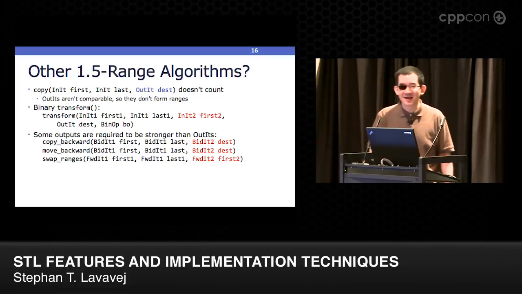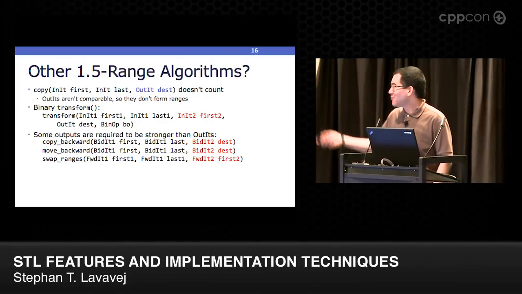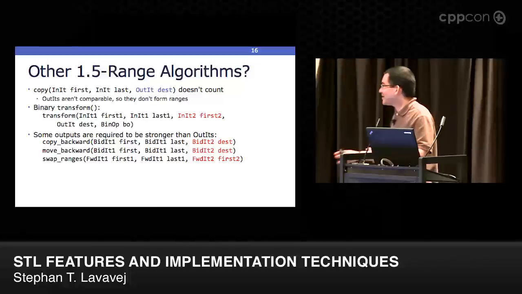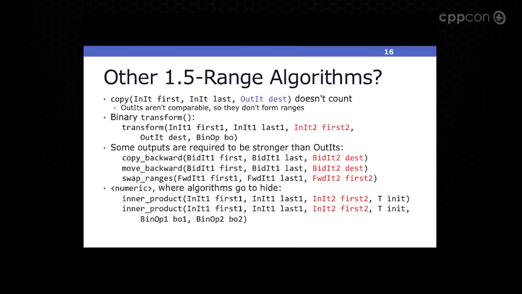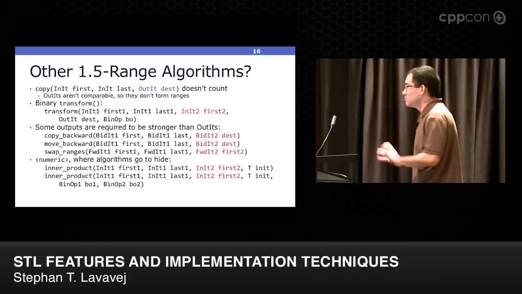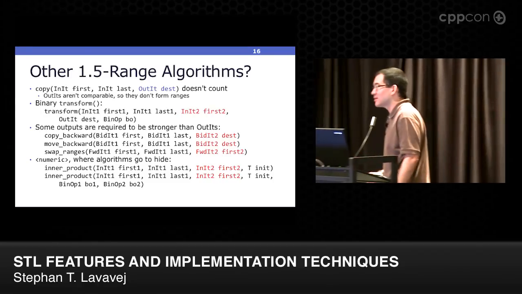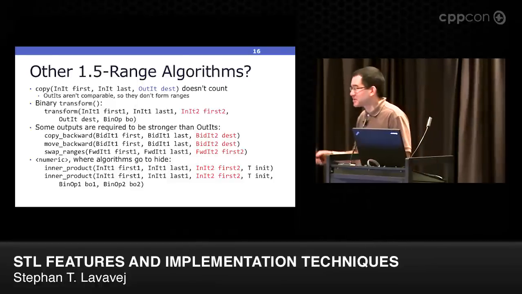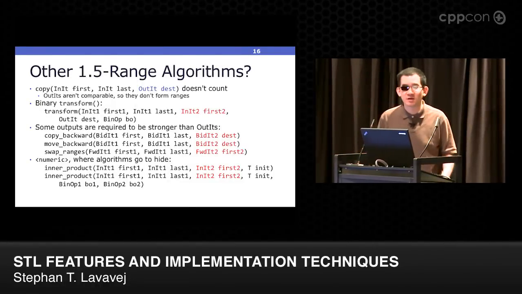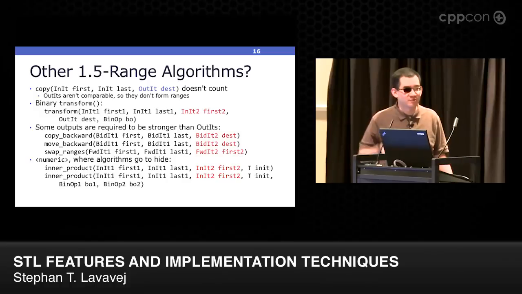What header do algorithms go to hide? No, that's where all the algorithms, they're not hiding an algorithm. Numeric, where algorithms go to hide. There's inner product. And this is actually a very bad example because it is a classic. I just read from 2 ranges, and I don't write to output iterators or anything. And because it was hiding in numeric, the committee just missed it. When we were reviewing this paper, I didn't think of inner product.